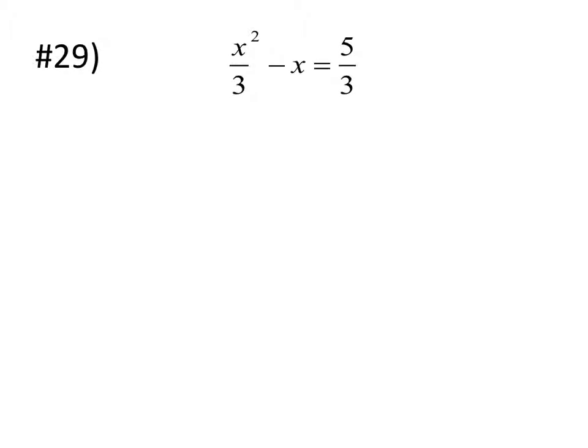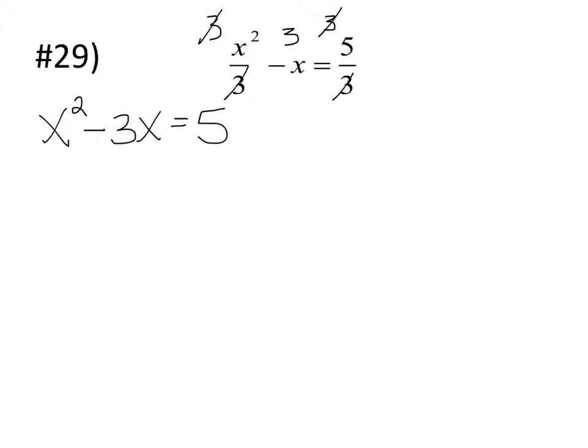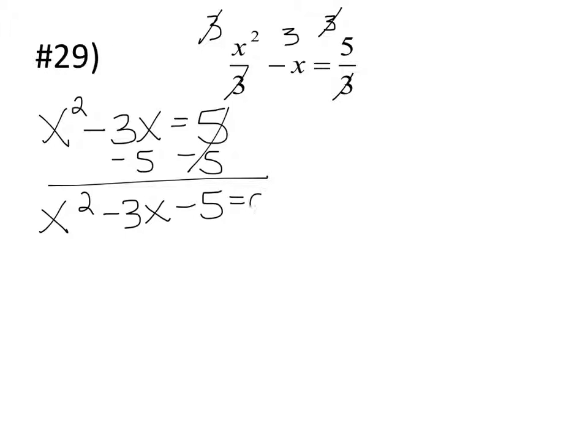All right, number 29 says x squared over 3 minus x is equal to 5/3. Now, I don't want to deal with fractions, so I'm going to multiply by the LCD. In this case, my LCD is 3, so I'm going to multiply each piece by 3. These 3's cancel, leaving you just x squared minus 3x is equal to, these 3's cancel, leaving you 5. I need to move the 5 to the left side of the equation so I can use the quadratic formula. And now that I'm in standard form, I can go ahead and use the quadratic formula.